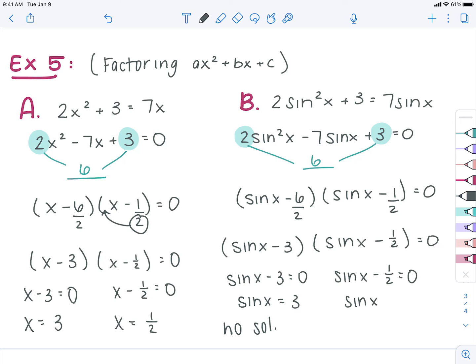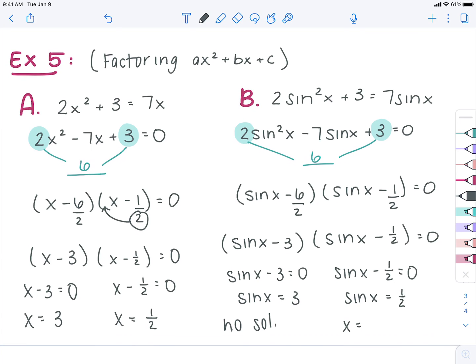Here I have sine of x equals 1/2. So I want all of the y values on my unit circle that have a value of 1/2. So it's going to be only in the first 2 quadrants because y is only positive in the top half of the unit circle. And then I know my y values are 1/2 at pi over 6. So that means I'm going to have pi over 6 and 5 pi over 6 as my answers.